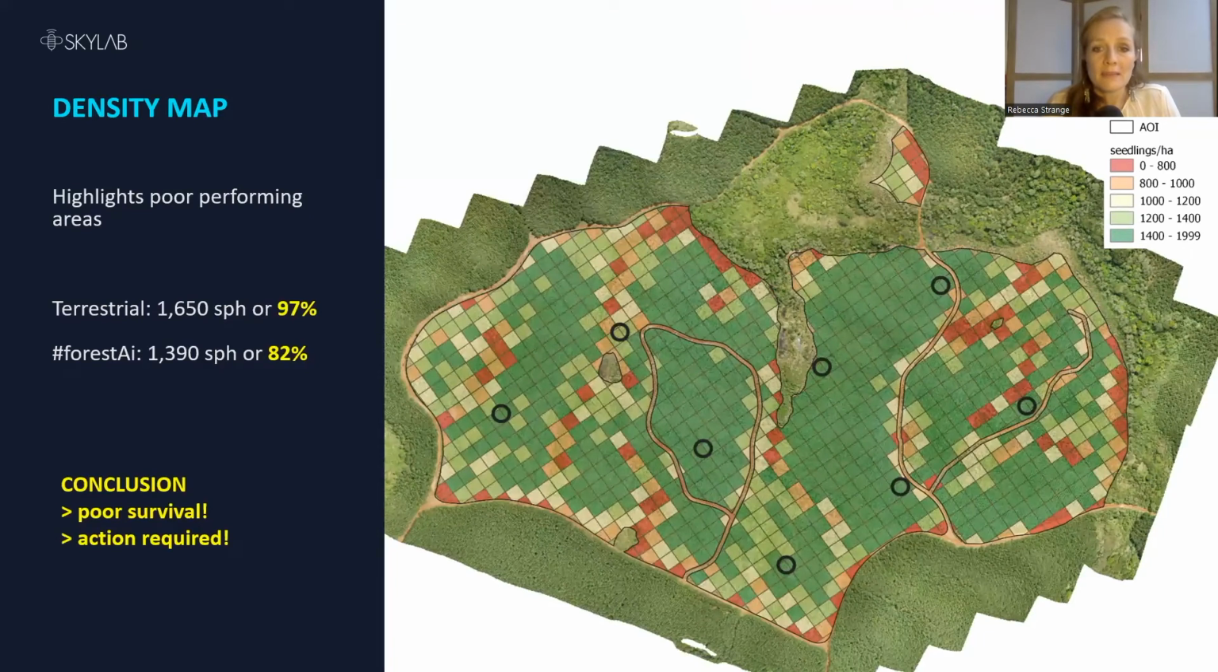The resulting density map gives you a very quick and clear overview of where the seedlings are failing and where they're thriving. And in this case, you can see that none of the sampling plots happen to be in the poor performing areas. So instead of the 97% survival that was calculated from the terrestrial plots, the actual figure as an average per hectare is actually only about 82%. So the conclusion is, well, that's actually not so great after all, and action is probably required.